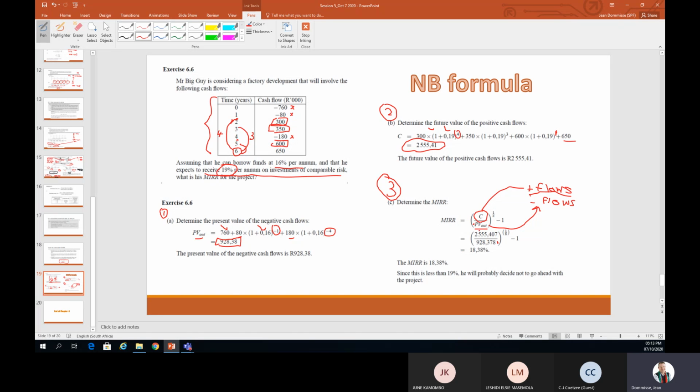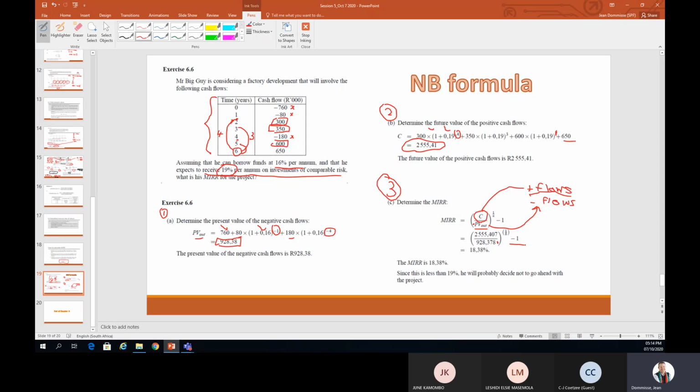So then basically from the formula, it is the future positive flows divided by the negative flows, to the power of 1 over n. It was 6 years, and then the rest of the formula is basically that answer that you get, -1. And that basically is the calculation of the MER.